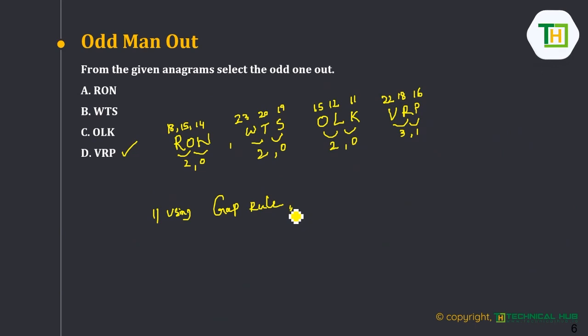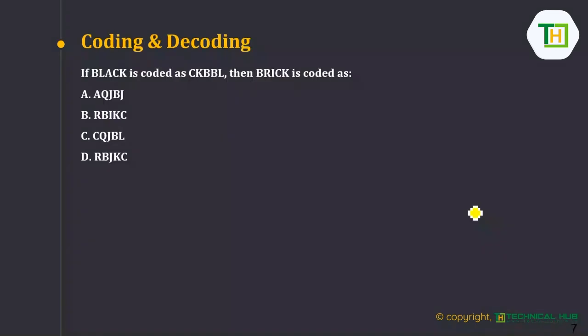VRP is the right answer. Coming to next one, coding and decoding. Okay, so if black is coded as CKBBL, then brick is coded as. It is same like as analogy. So analogy means find the logic between first two, apply the third one to get fourth one. Same as coded and coding and decoding. Find the logic between given the word and coded word. Apply the same logic to given the word and to get fourth one.